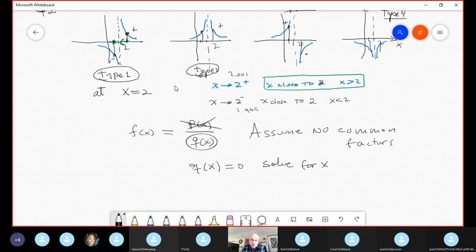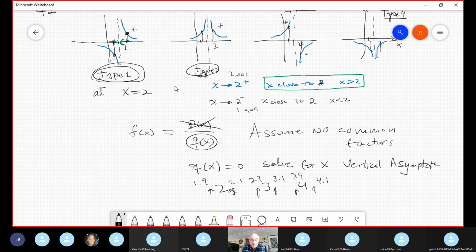vertical asymptote. What is the next step? Well, the next step is to evaluate. Suppose that the solutions of this equation are 2, 3, 4. And you evaluate a little bit before 2 and a little bit after 2. You select 1.9, 2.1. Evaluate 2.9, suppose, I don't know, 3.1, 3.9, 4.1. And this is only to determine if it's this kind of asymptote or another kind.